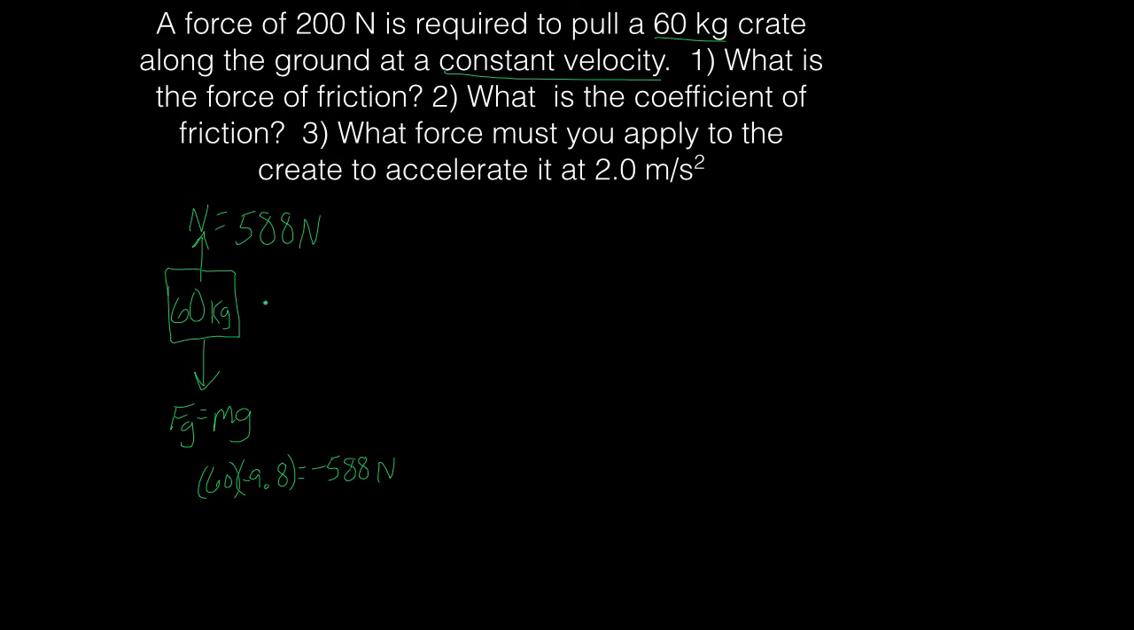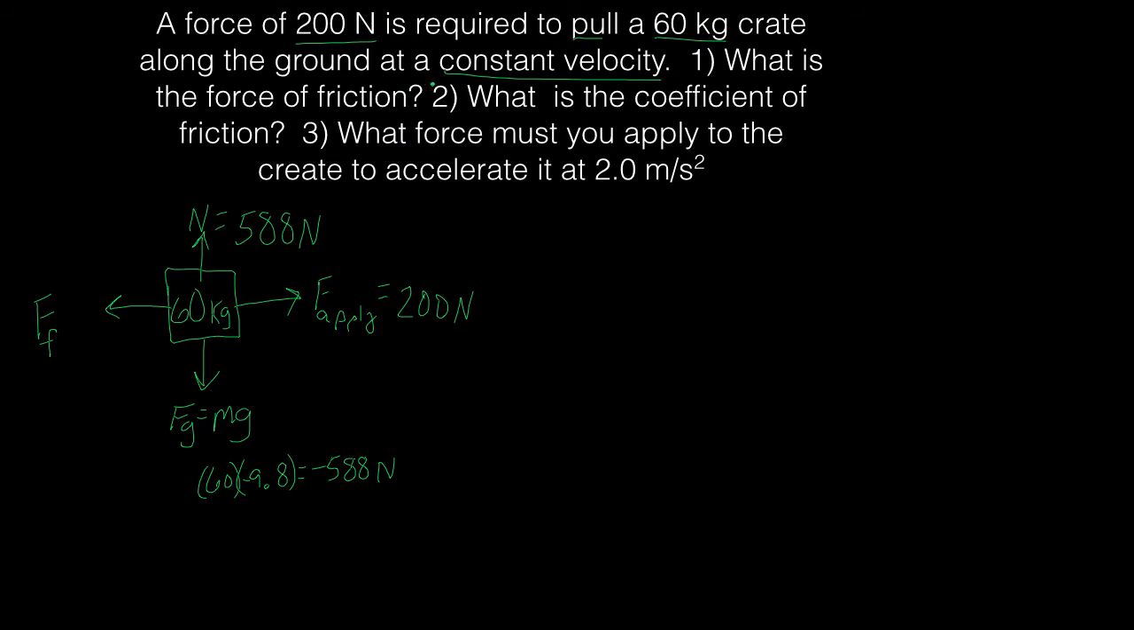Let's go in the left and right direction. It says that there was a force of 200 newtons that was pulling on this crate. And so this is our applied force, and that's equal to 200 newtons. Now if we're pushing the crate to the right, we know that there's a force opposing motion, and that's called the force of friction. But it doesn't tell us what the force of friction is in the problem.